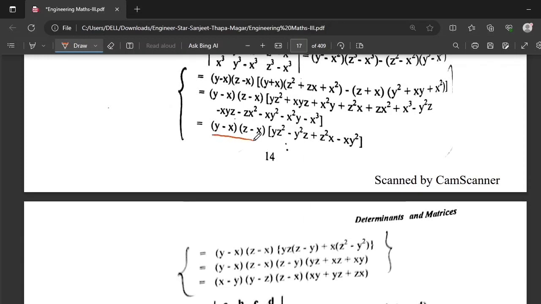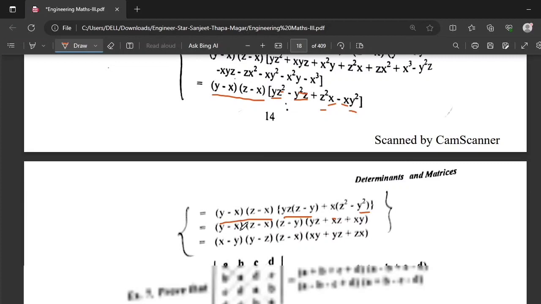Now y minus x, z minus x is as it is, and taking yz common, remaining is this z minus y, and from here taking x common, the remaining is z square minus y square, and this as it is, taking z minus y as common, here remaining is yz, and here remaining is x times z plus y, that is xz plus xy.